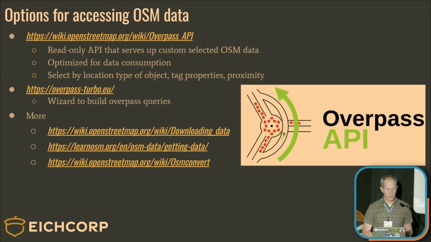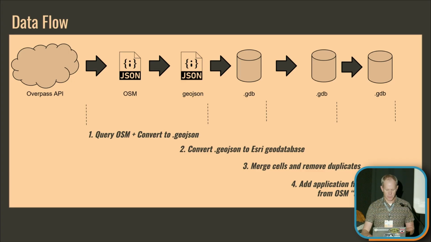We want to filter to certain tags of those power objects. We also want to query by geography. We're going to be pulling down by bounding box, but there are also geographic proximity operators in there as well. So it's a pretty rich syntax, I would say, for doing it.